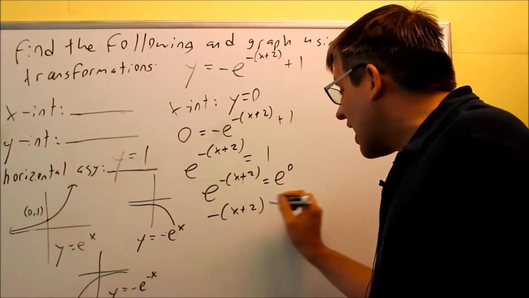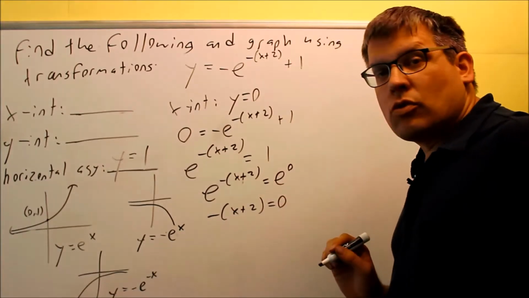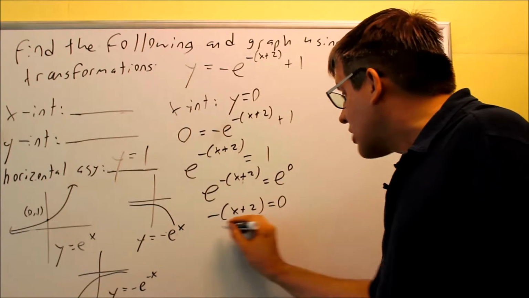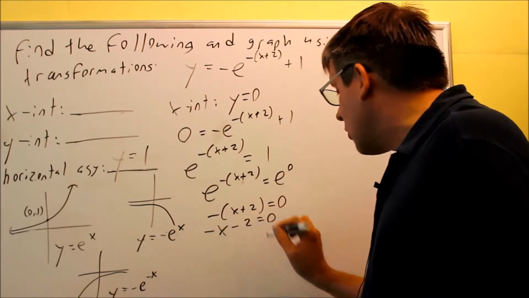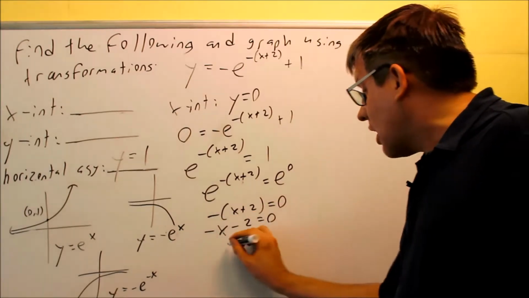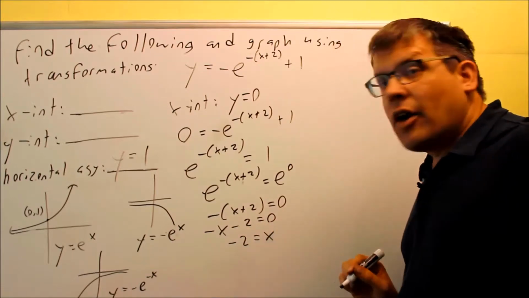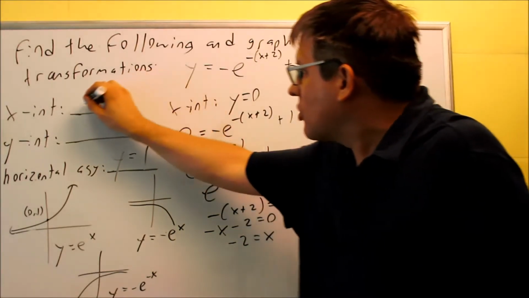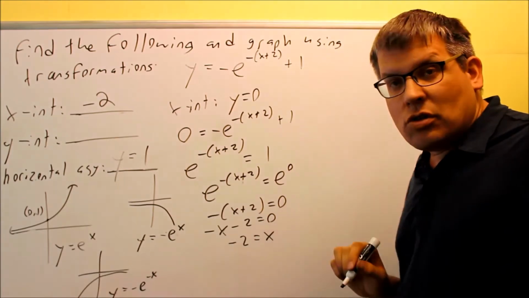We can take negative times x plus 2. We're going to set that equal to 0. Multiply this out. Negative x minus 2 equals 0. If we add x to both sides, we get negative 2 for x. So we've solved for the x-intercept. That is going to be negative 2.